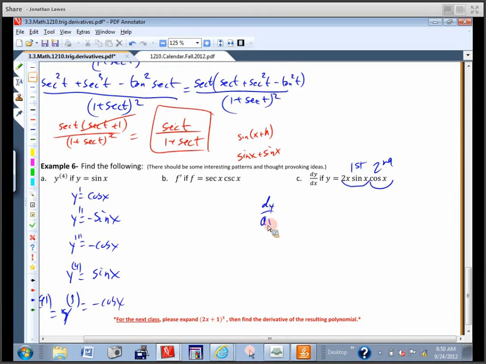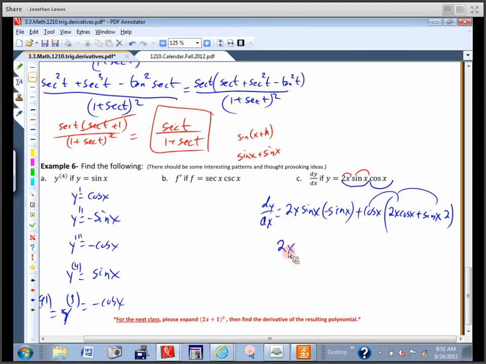So dy/dx on this one would be the first times the derivative of the second. Derivative of the second is a piece of cake. It's just negative sine of x, plus the second, cosine of x, times the derivative of the first. Now, when we look at the first one, we have to look at this and say, all right, that itself is a product. So then the derivative of the first one is going to be first times the derivative of the second plus the second times the derivative of the first. And the first is 2. And then from there out, it's a bit of simplification.